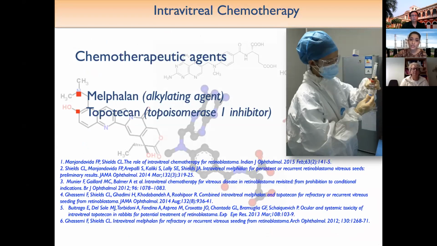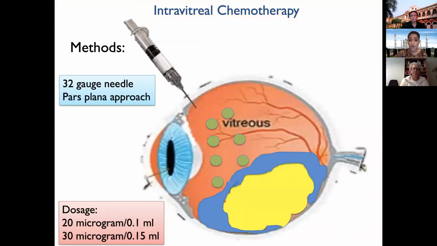The initial chemotherapeutic agent that was used was melphalan and later topotecan. So this is how we do it. A pars plana route is adopted into the vitreous, very much away from the vitreous seeds, because these seeds are very cohesive. It is very important that when you inject and come out, you don't carry these tumor cells in the needle bore or along the needle track, which can lead to extraocular extension.